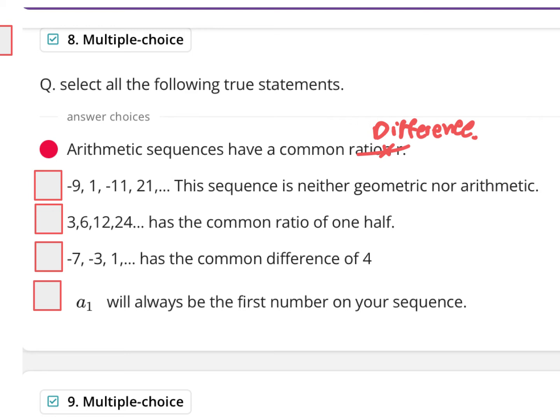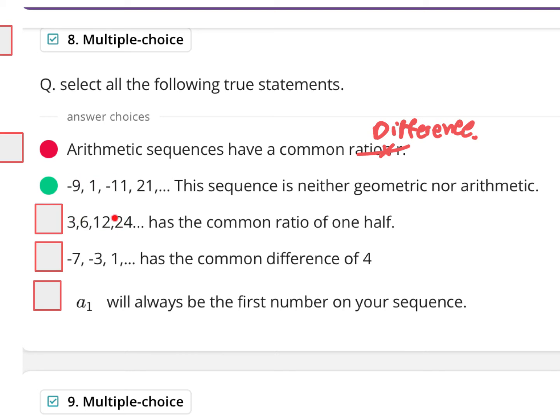Now, how about geometric? If I put 21 divided by negative 11, will it be the same thing as 1 divided by negative 9 or negative 11 divided by positive 1? No, it's not. So it is definitely not arithmetic, not geometric. That is a true statement because it says it's neither geometric nor arithmetic. So that's a true statement.